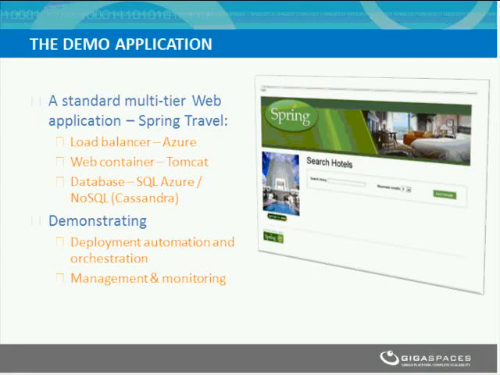The demonstration itself, to show the value of the integration, what we wanted is to take a classic enterprise stack, which includes the load balancer. In our specific case, that's the Azure load balancer, a very common web container, which is Tomcat, and a database, which could be either SQL Azure or a NoSQL database. In our specific case, we've chosen, for the sake of interest, to pick Cassandra.